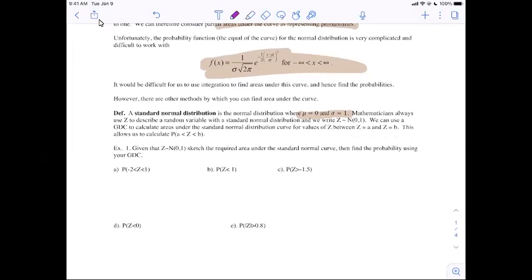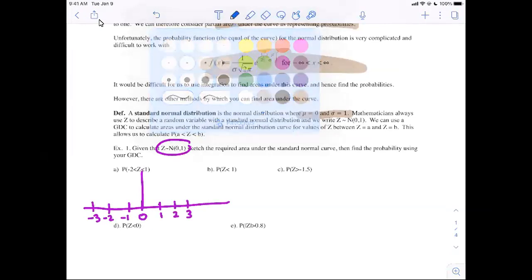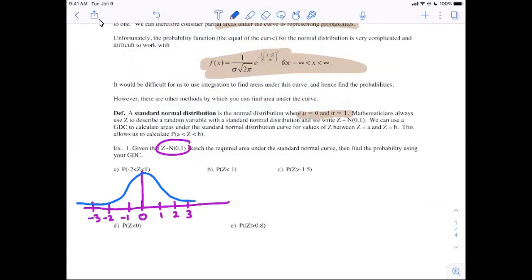So in example 1, it says sketch the required area under the standard normal curve, then find the probability using your graphing calculator. All right, so since this is a standard normal curve, the mean is 0 and you have a standard deviation of 1. Now, I'm not looking for perfection because, as you can tell with mine, I'm not too swift with this myself.